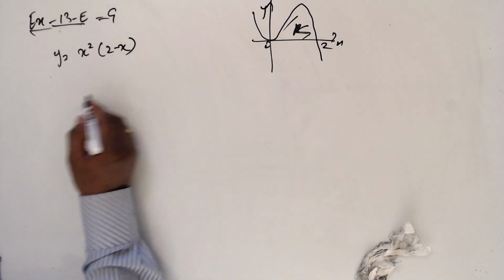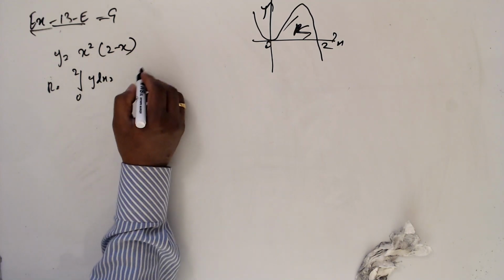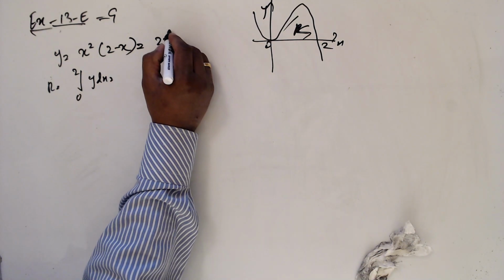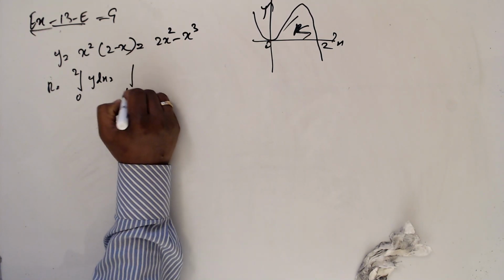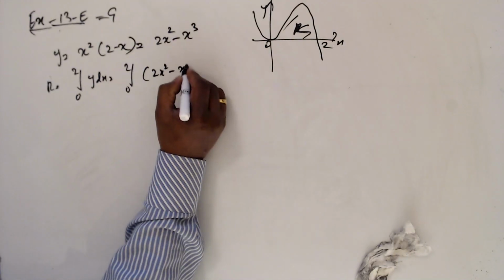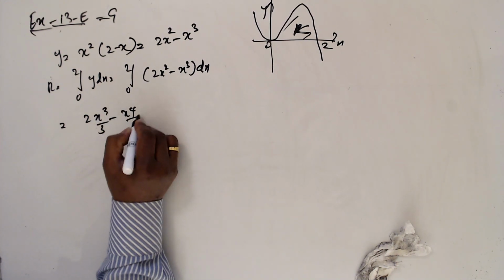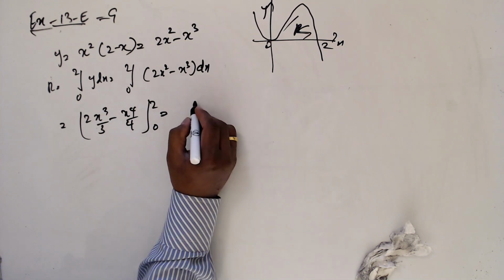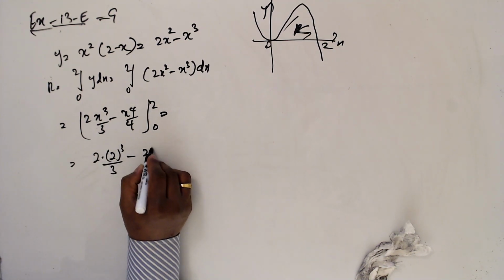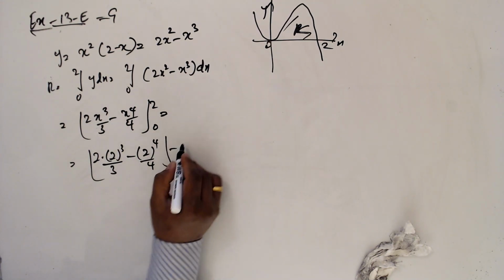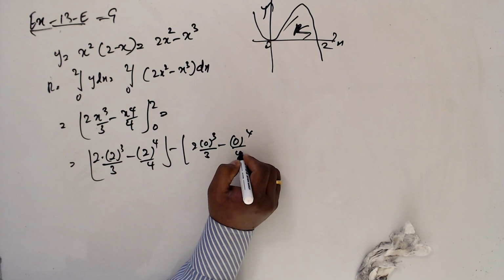This is 0 to 2. This is clear. We can simplify, area equals 0 to 2 of y dx. So I have to expand. This is 2x square minus x cube. So this is going to be 0 to 2, 2x square minus x cube dx. So this is going to be 2x cube over 3 minus x to the 4 over 4, 0 to 2. So this is going to be 2 cube over 3 minus 2 to the 4 over 4, minus 2 times 0 over 3 minus 0 to the 4 over 4.